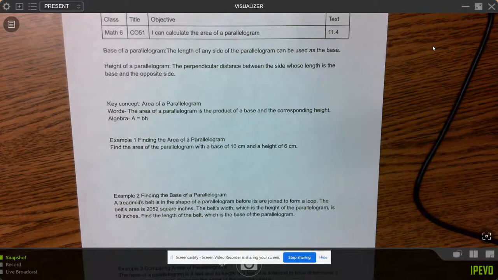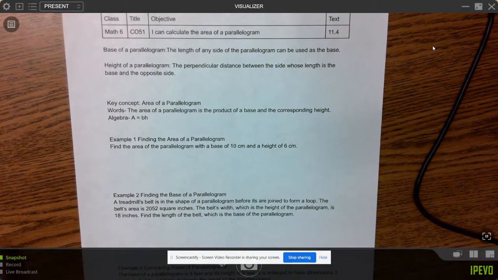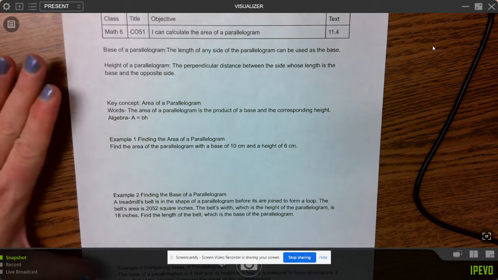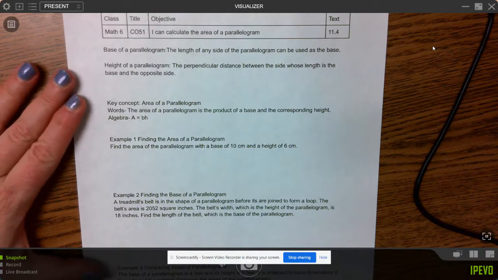Good morning. Today we are working on CO51. We are continuing with finding the area. Yesterday we talked about finding the perimeter and area of a rectangle and square. Today we are talking about the perimeter and area of a parallelogram. So let's look at what a parallelogram is.